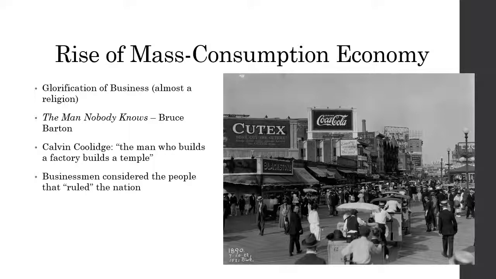And one of the most famous lines, Calvin Coolidge, a conservative president: the man who builds a factory builds a temple. Business was so revered that in books like The Man Nobody Knows by Bruce Barton, a businessman was equated to Jesus, how Jesus goes and collects 12 disciples and he trains these 12 disciples in his image. It was almost a religion at this time period.